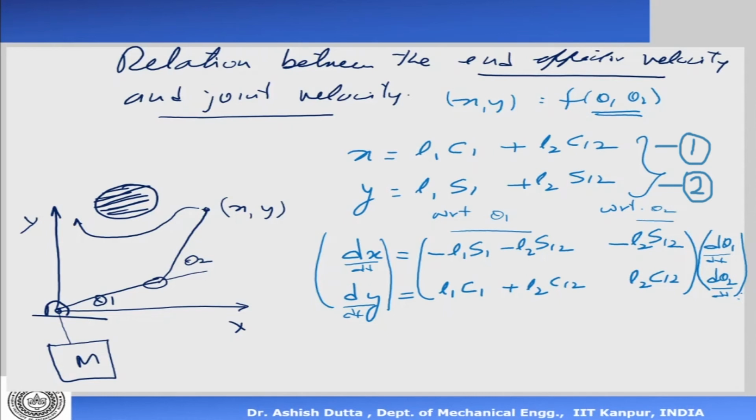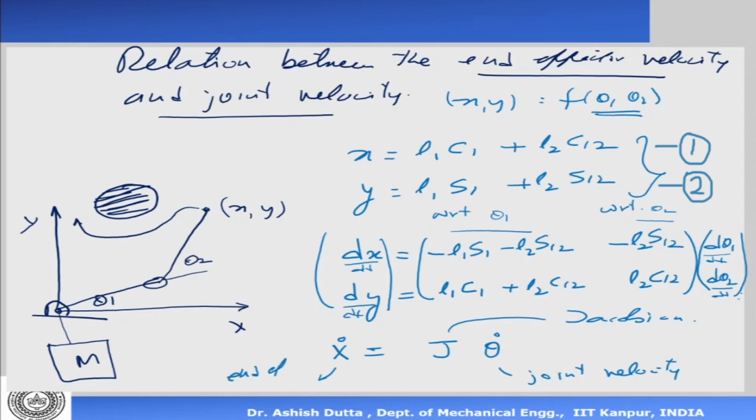So now in short, I can write this as x dot is equal to J into theta dot. Now this is called the Jacobian that relates the joint velocities and the end effector velocity. So this is my joint velocity, and this is my end effector velocity. So the Jacobian, in this case a 2 by 2 matrix, relates the joint velocity with the end effector velocity.